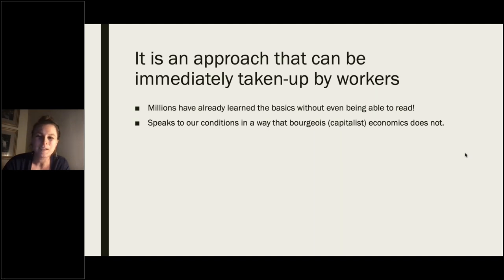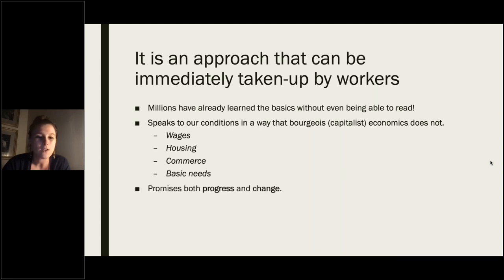Remember, they are in a country that is run by capitalism, and maybe think to yourself, well, I don't know if it's necessarily all that complicated. I think that maybe they're just trying to pull one over on me, which is sometimes the case. So again, if you're looking to talk to people about wages or housing or commerce, basic needs, this is going to be the approach that will most likely gain ground.